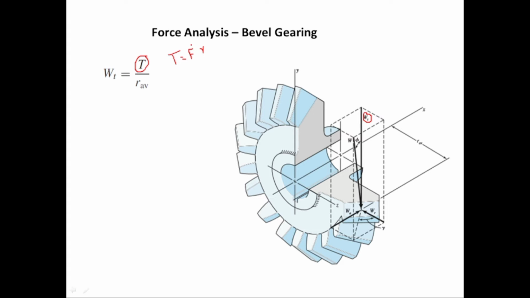F. Here in this case, the force that is responsible for producing the torque in the shaft or in the gear is actually Wt. So replace F by Wt, and R here is equal to R average because Wt is exerted at R average, and rearrange the formula for Wt. So Wt is equal to T by R average.